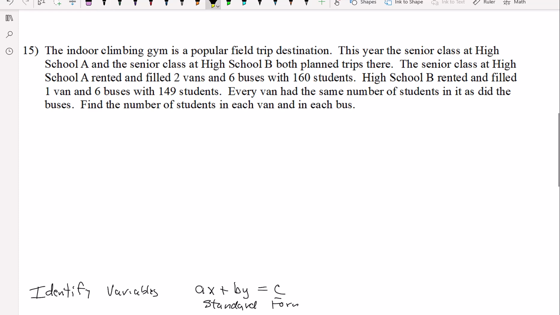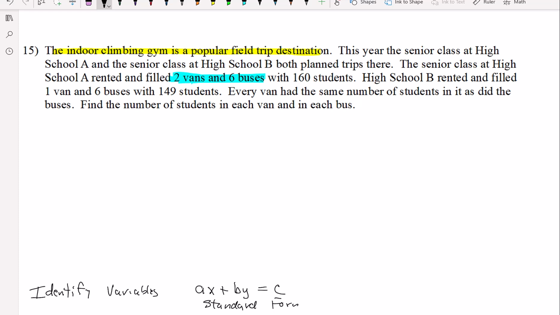All right. So we know we're going to be talking about a couple field trips. This year, the senior class at High School A and the senior class at High School B planned both field trips there. Okay, the senior class at High School A rented, here we go, the key thing, 2 vans, 6 buses. So whether you let the vans equal X or the vans equal V, that's up to you. And the 6 buses could be B or Y.